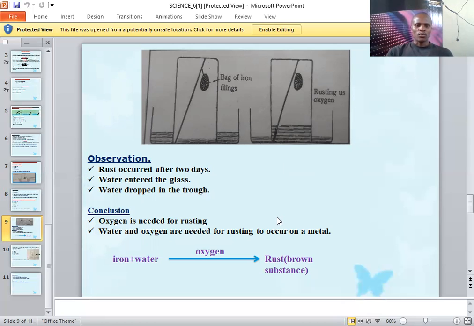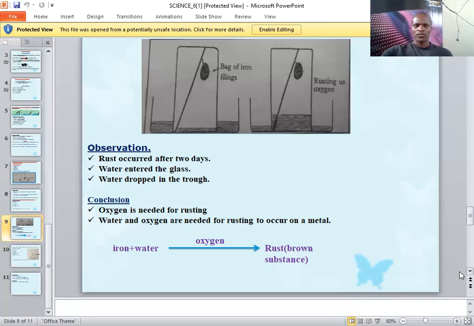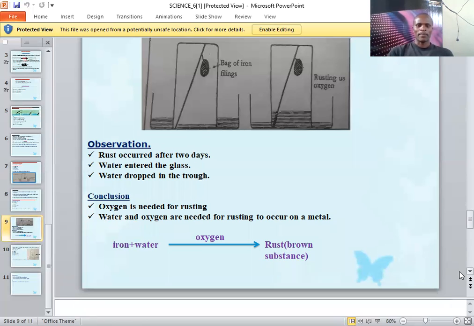Then in summary, you say that water and oxygen are needed for rusting to occur on a metal, and down here, you can see how the reaction takes place. Look at the diagram that I've drawn there. When iron reacts with water in the presence of oxygen, a brown substance is formed, and that brown substance is what we call rust.